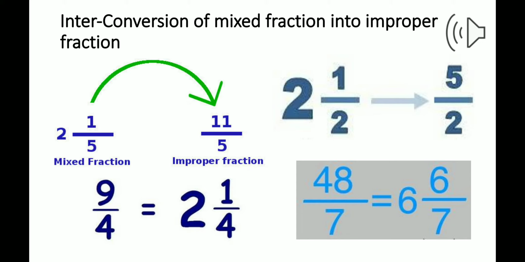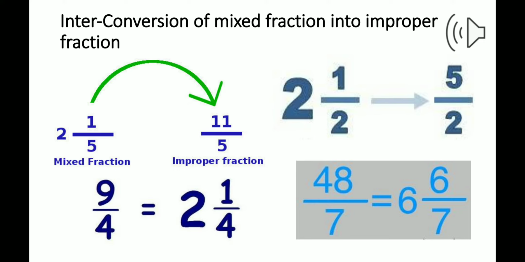Let's see one more. We have 2 whole 1 by 2. So 2 whole, that is the whole number, and 1 by 2. The denominator here is 2, the whole number is 2. So 2 2s are 4. 4 plus the numerator. So the numerator over the denominator, which remains the same, 2.